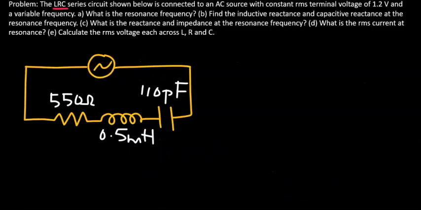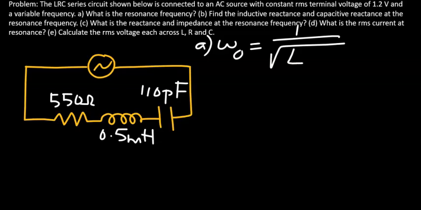The LRC series circuit shown below is connected to an AC source with constant RMS terminal voltage of 1.2 volts and a variable frequency. What is the resonance frequency? Let's do that first. Now we have seen that the resonant angular frequency is given by 1 over the square root of the value of the inductance times the value of the capacitance.